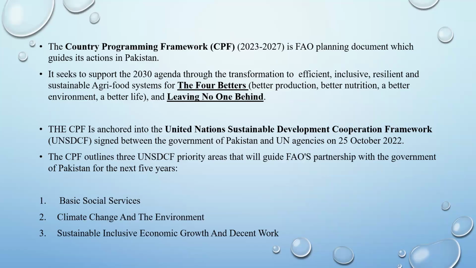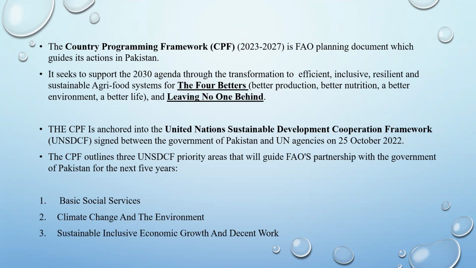So FAO works through the Country Programming Framework, which was established for 2023-2027. It is a FAO planning document which guides its action in Pakistan. It seeks to support the 2030 Agenda through transformation to efficient, inclusive, resilient, and sustainable agri-food systems for the four betters, which we have already discussed, and which states the four betters and leaving no one behind.